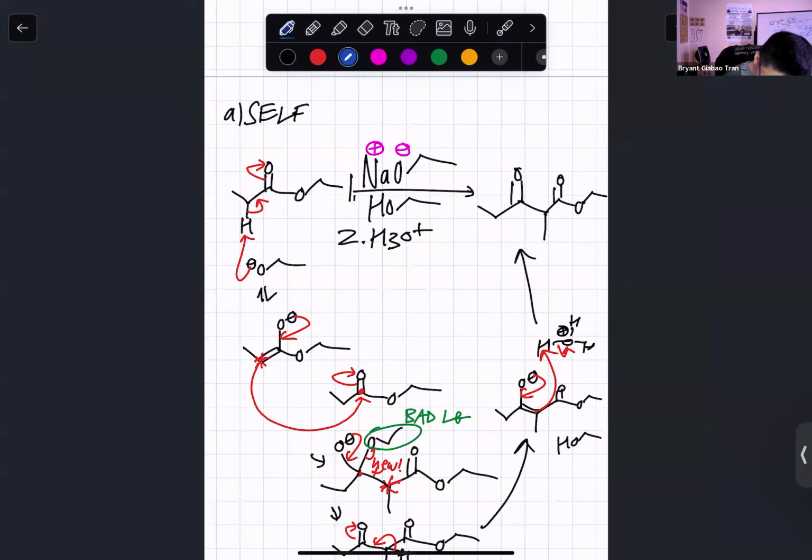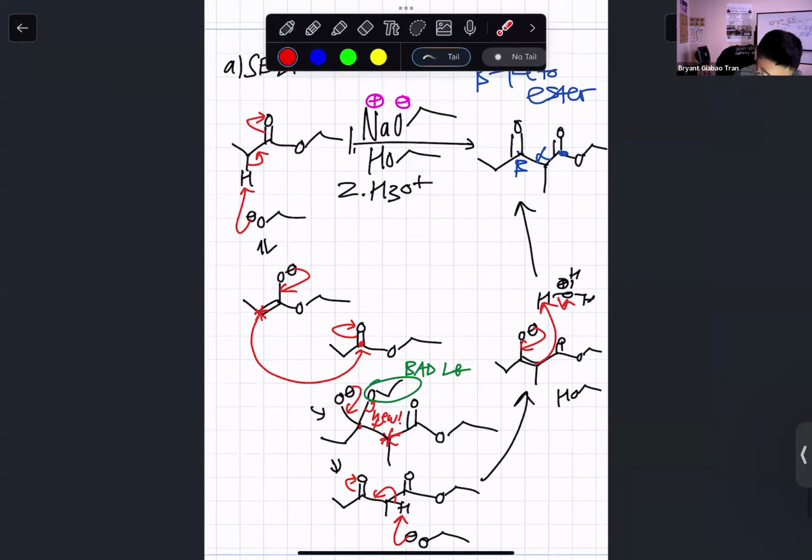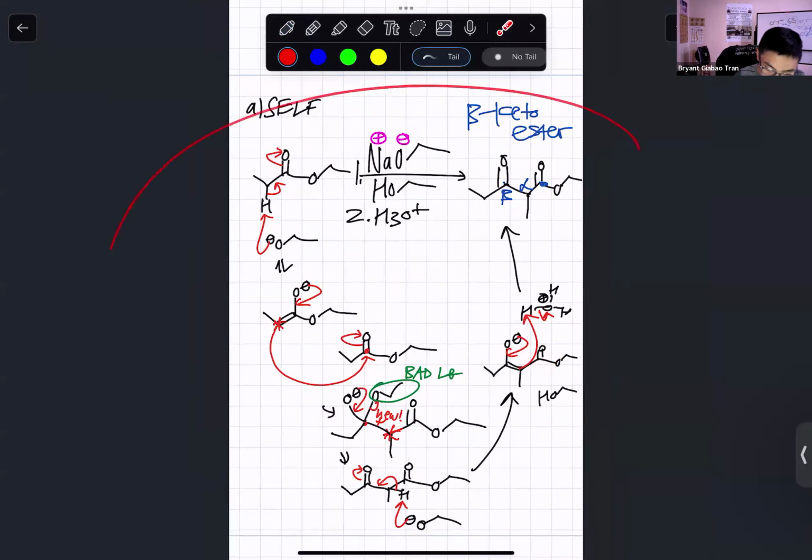And this is what we call a beta keto ester, because this is our carbonyl carbon. This is our alpha carbon, beta carbon, and at the beta carbon, we have a ketone, beta to the ester, like that. Right. So here's the general mechanism for Claisen condensation.